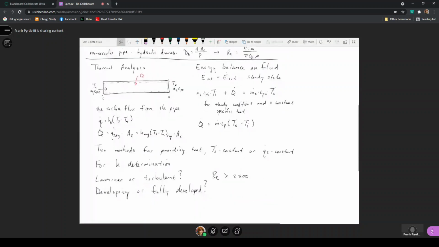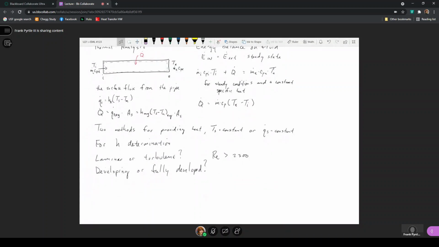the correlations for fully turbulent problems. Developing or fully developed has to do with how we're going to treat that entrance region. So we'll be considering, well, what is the entrance region length compared to the pipe length?